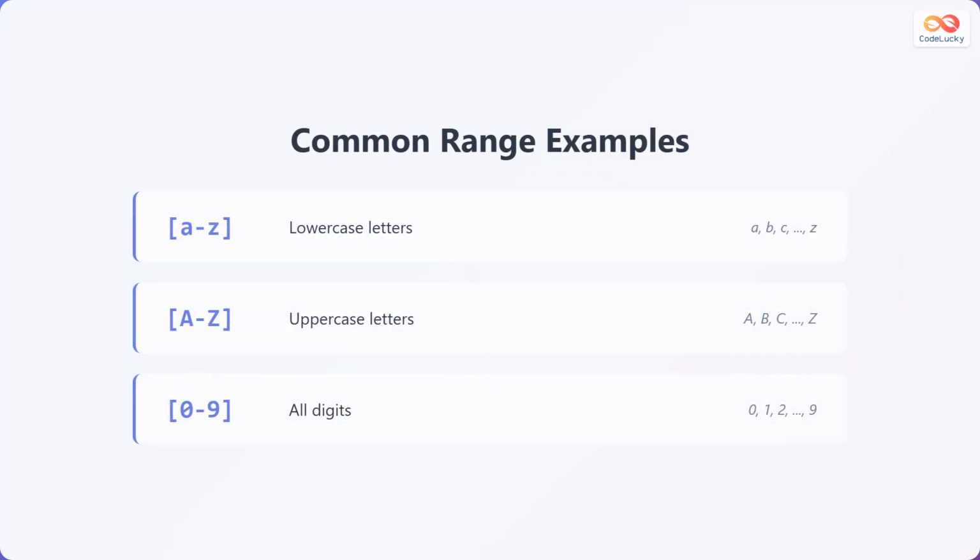Here are some common range examples. The pattern [a-z] matches any lowercase letter from a to z. The pattern [A-Z] matches any uppercase letter from A to Z. And the pattern [0-9] matches any digit from 0 to 9.